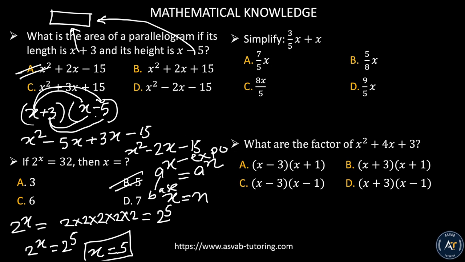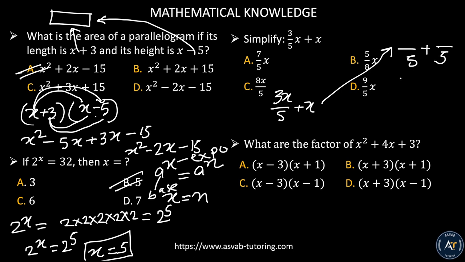Simplify 3 over 5 x plus x. So I could write this in a simpler form, right? Let's rewrite it. You could write that in terms of 3x over 5 plus x, right? You know, with any kind of fraction, if you want to add, you have to find the common denominator. In that case, the common denominator is 5. So let's do it right here. The common denominator 5 here, 5 there, right?